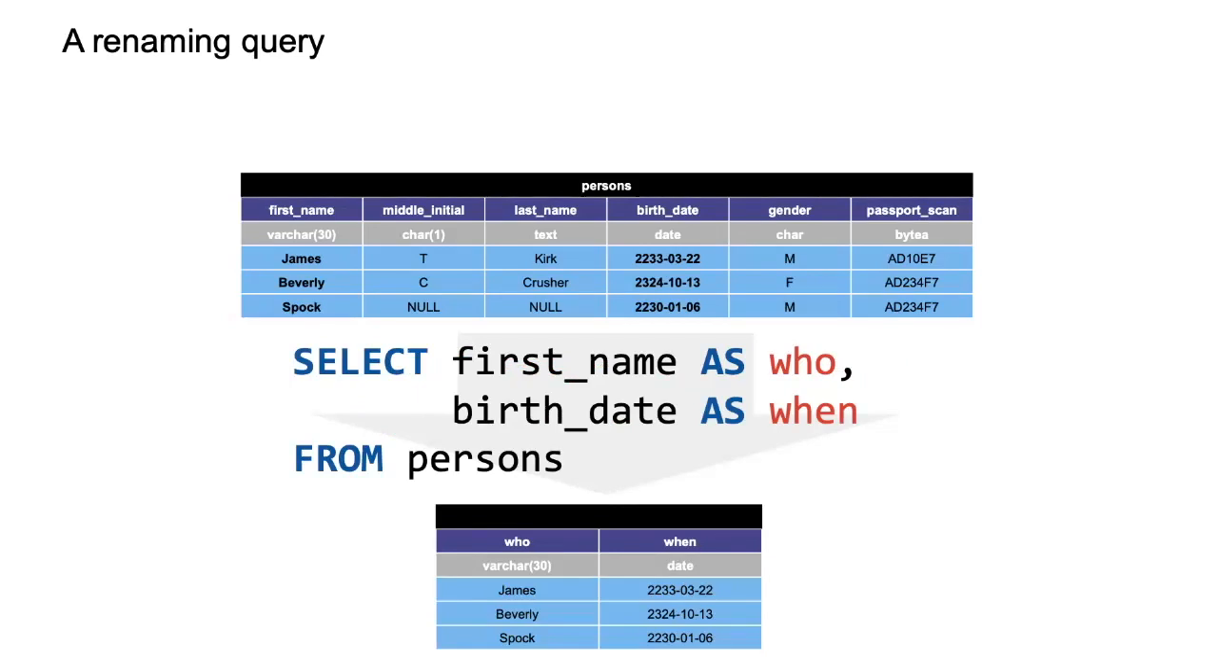Then we can also do some renaming. So this is as who, as when. That just changes the name of the columns.